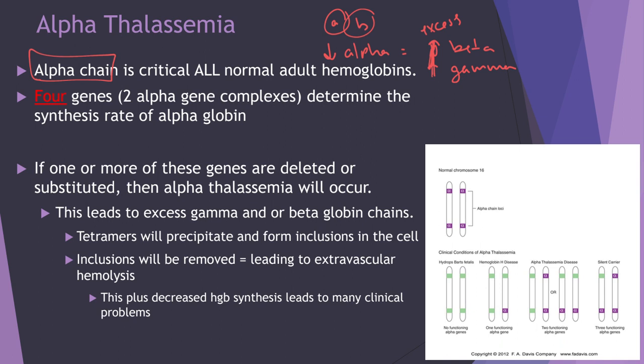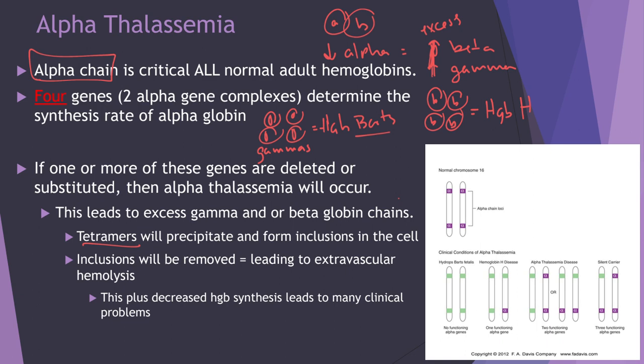So those excess beta and gamma chains will actually form tetramers. And there's tetramers of betas, and these are actually referred to as hemoglobin H. And then there's tetramers of gammas, which look like a little upside down fish. That's my attempt at that. So the 4 gammas, I'll write it down here. Those are called hemoglobin Barts.